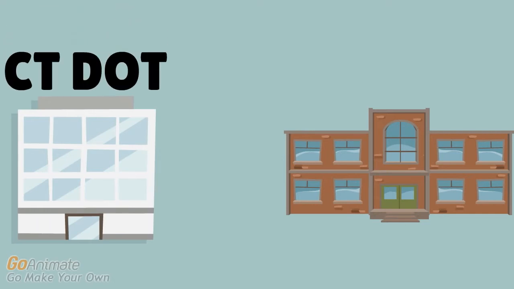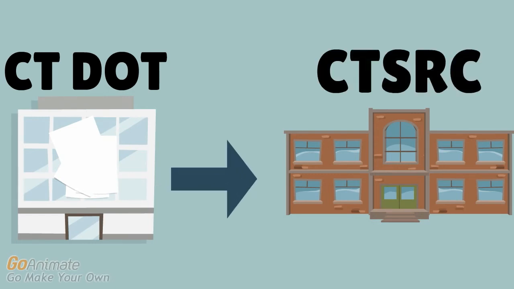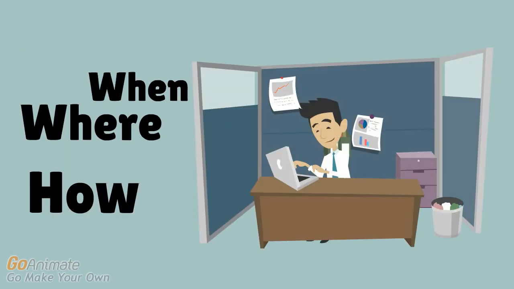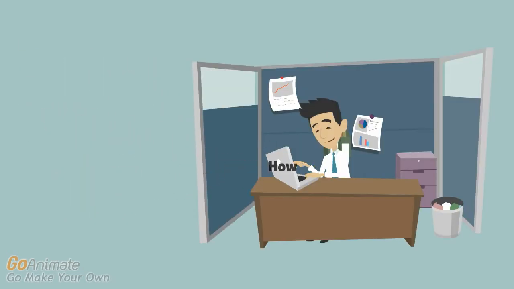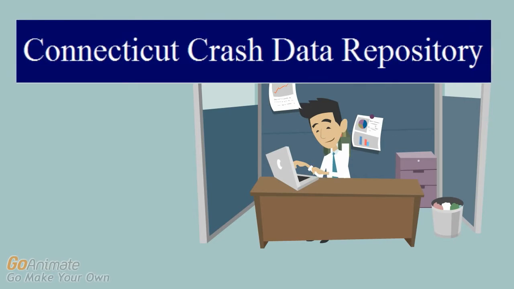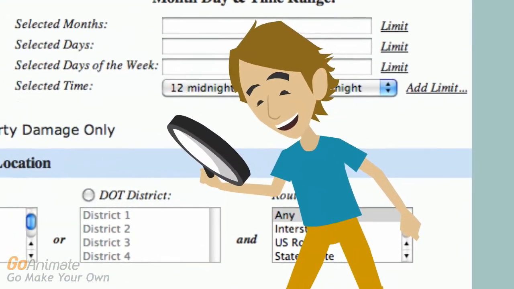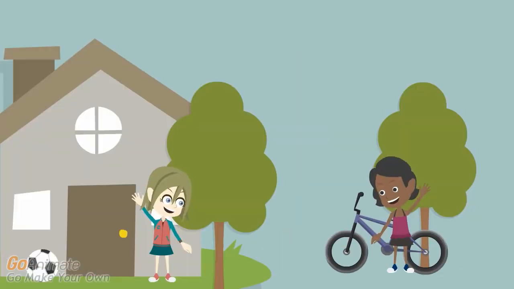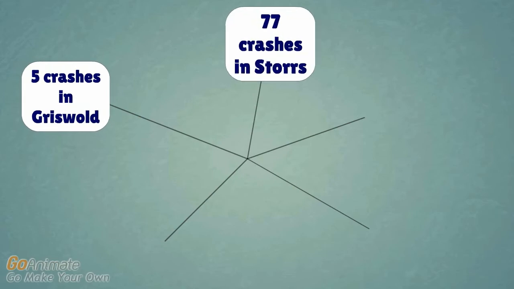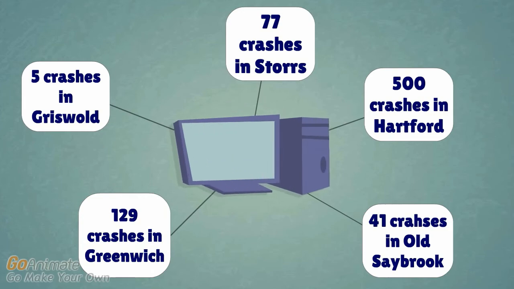Then, the Connecticut Department of Transportation collects all the reports and gives them to us here at the Connecticut Transportation Safety Research Center, or CTSRC for short. This is where details from the crash reports are compiled and imported into the Connecticut Crash Data Repository. The details are turned into crash data that you can search and use to make your town a safer place. Now all of the information from the reported crashes all over the state is in one place.